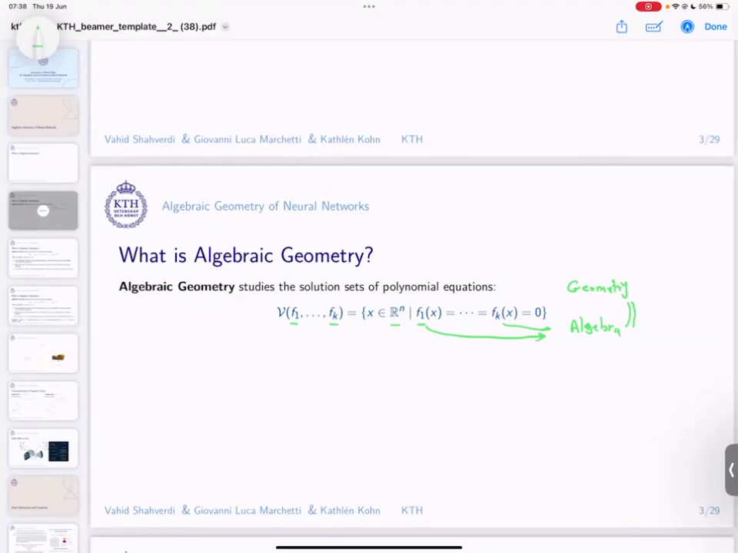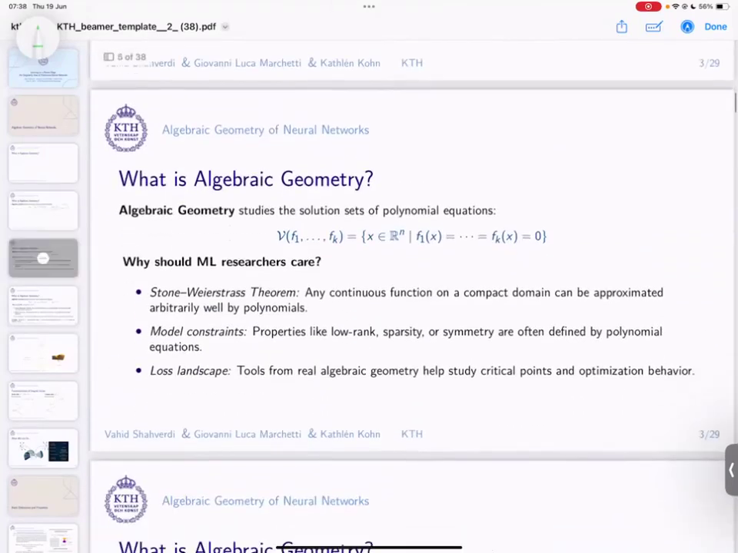classical algebraic geometry. And right away, the question is: why should we care about algebraic geometry? I came up with three straightforward reasons. The first thing is the Stone-Weierstrass theorem, which you all know. It says that any continuous function on a compact domain can be approximated by polynomials. In machine learning, everything is about approximation, so polynomials have these properties.